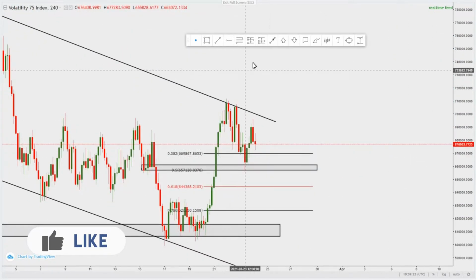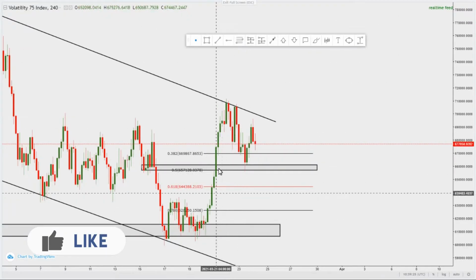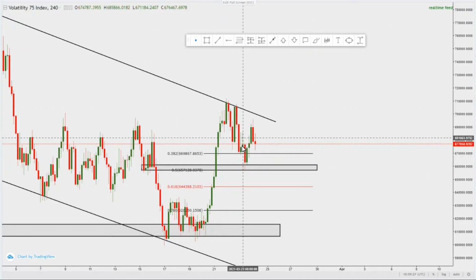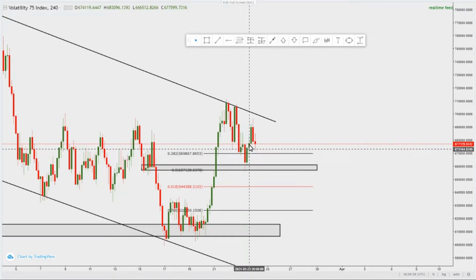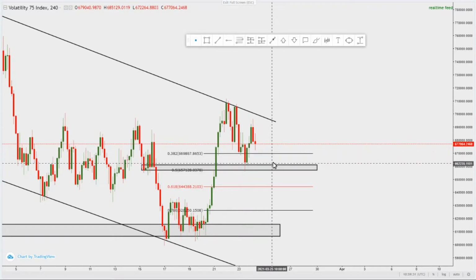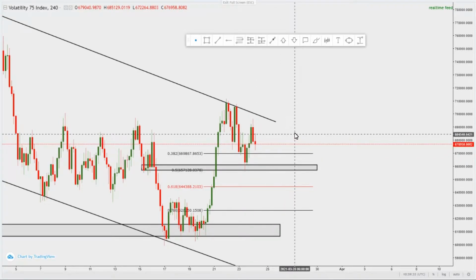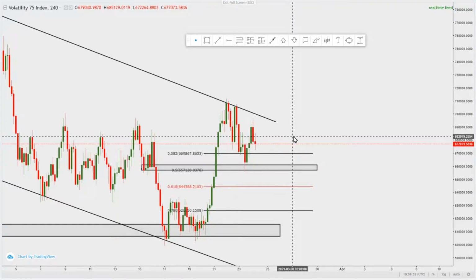You can see immediately after the strong push all the way to the upside, you can see how correctively price has been doing what? Price has been moving all the way to the downside. And this is a very good example of a very good retracement.